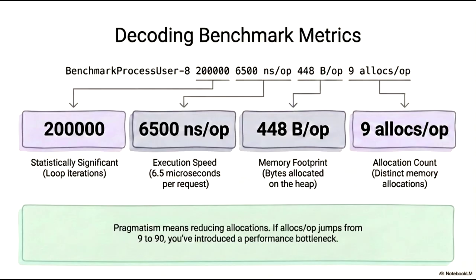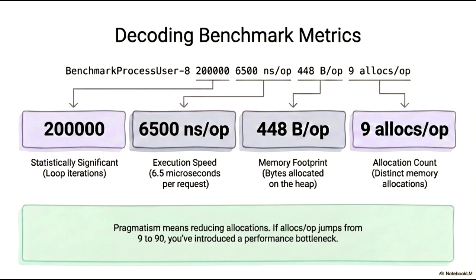Second, we have the execution speed, measured here at 6,500 nanoseconds per operation, which equates to approximately 6.5 microseconds for each individual request. Third, we observe the memory footprint of 448 bytes per operation, indicating the amount of memory allocated on the heap during every cycle. Finally, the allocation count tells us there are 9 distinct memory allocations per operation.